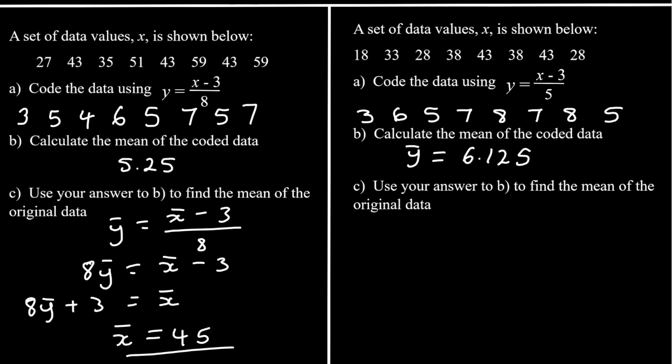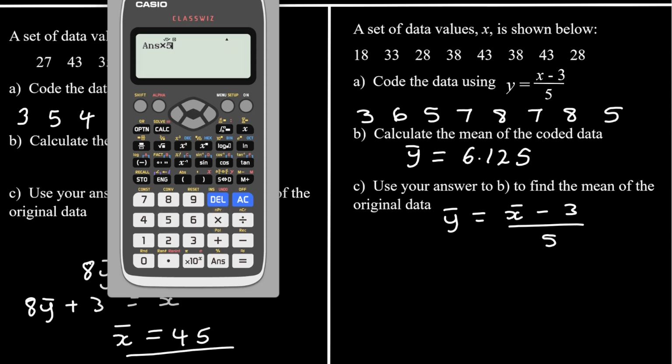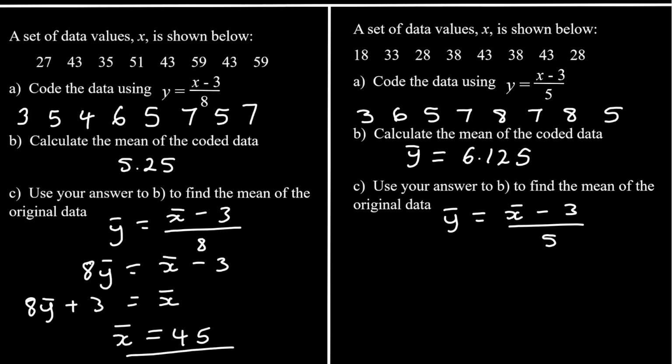We'll call that y bar. Use your answer to find the mean of the original data. So y bar is x bar minus 3 over 5. So we're going to undo the code, times by 5, and then add 3. And we get 33.625.